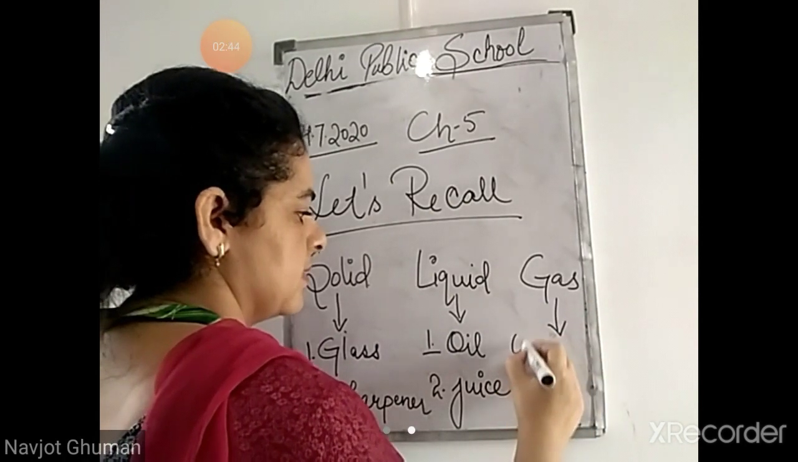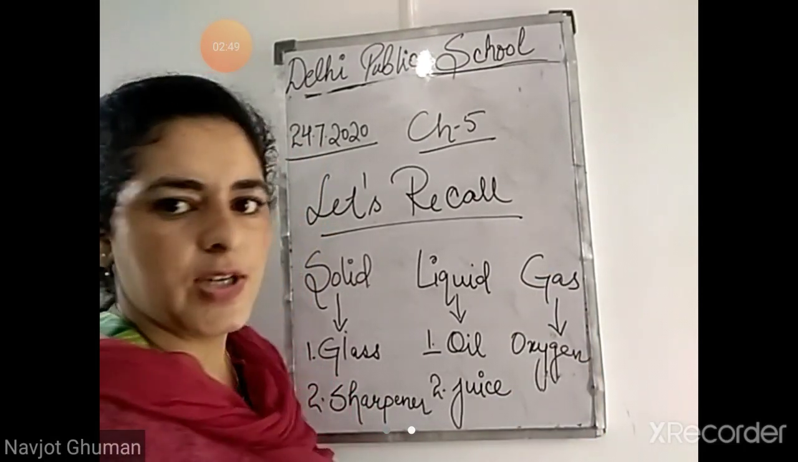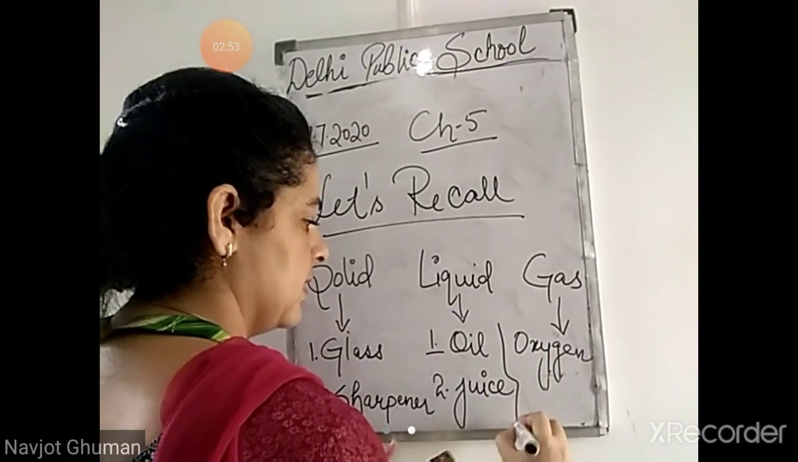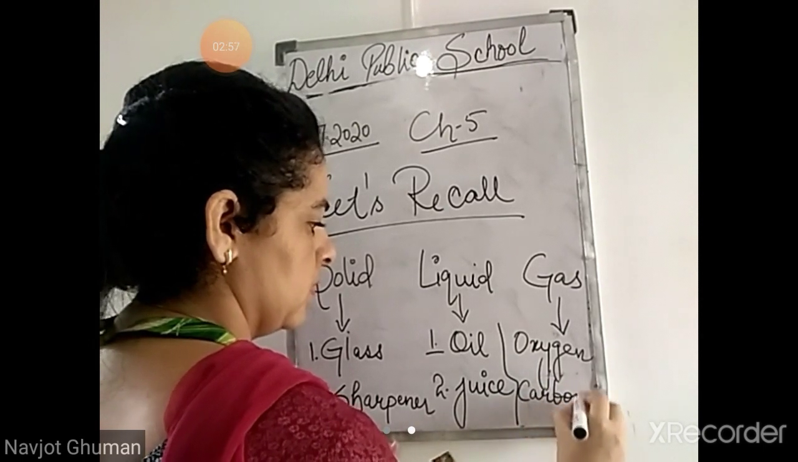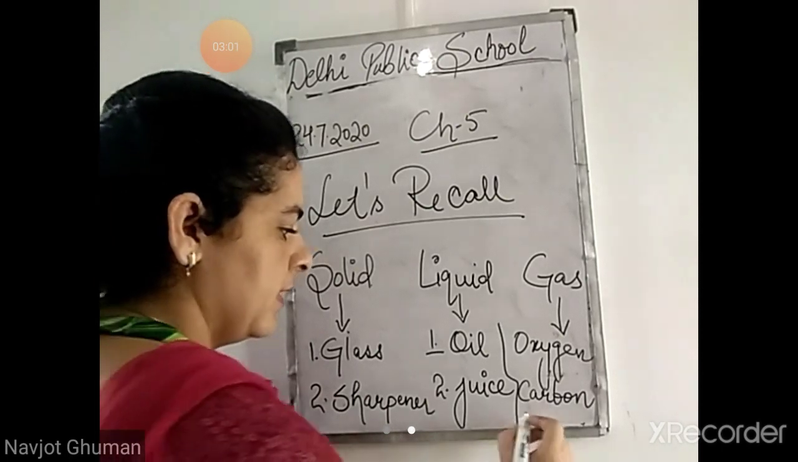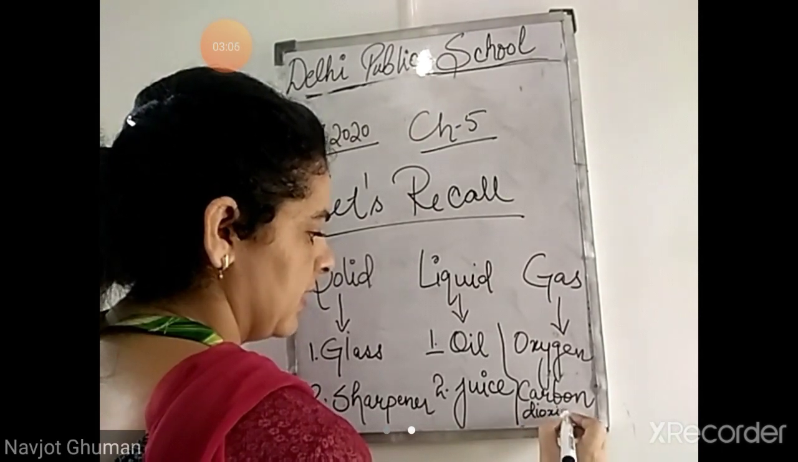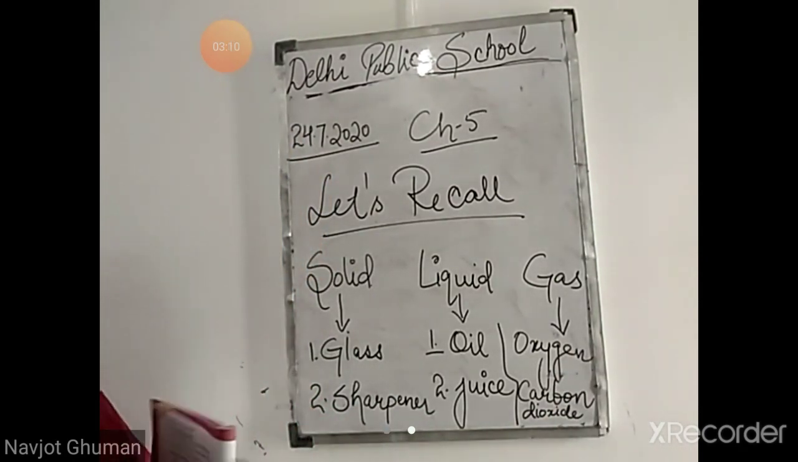Next gas, main gas, that is oxygen. That is essential for our survival. And next is carbon dioxide. Carbon, C-A-R-B-O-N, carbon. Dioxide, D-I-O-X-I-D-E, dioxide, carbon dioxide.